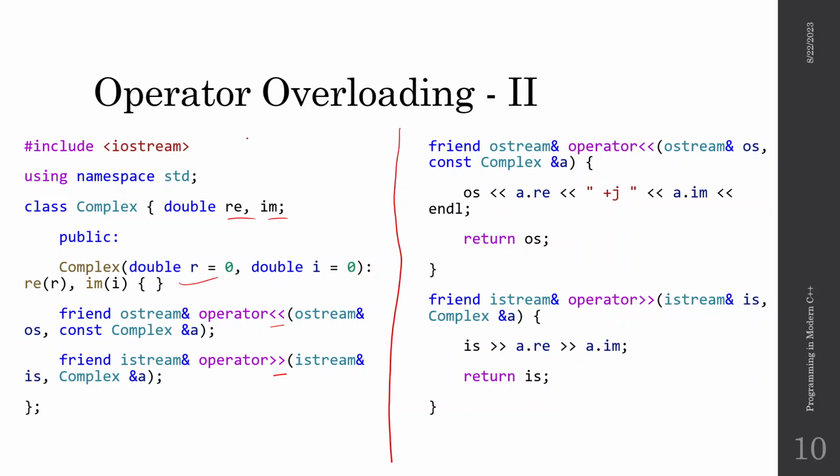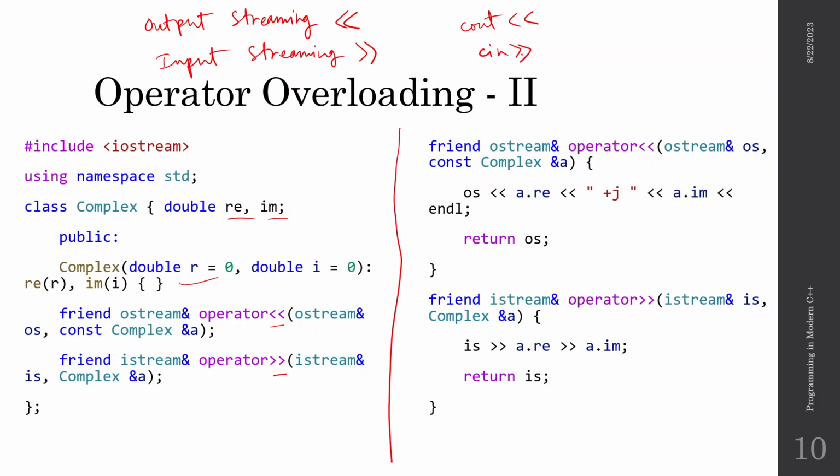So what is the output streaming operator? The output streaming operator is these two left angular brackets, and the input streaming operator is these two right angular brackets. Okay, so these are mainly used in the context of cout and cin. Okay, you have seen it like this, in the context of cout and cin.